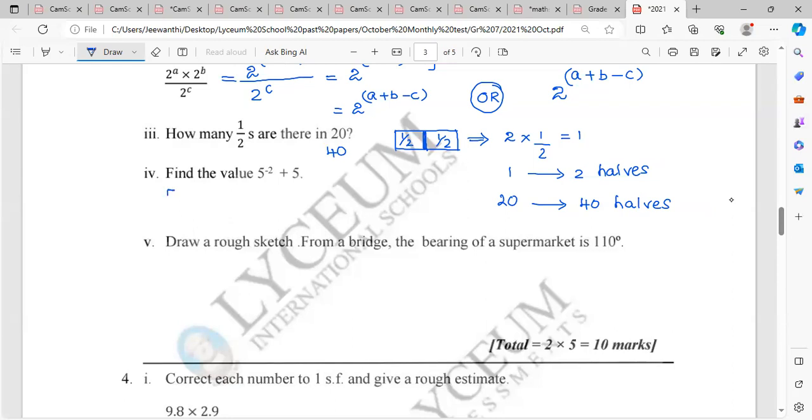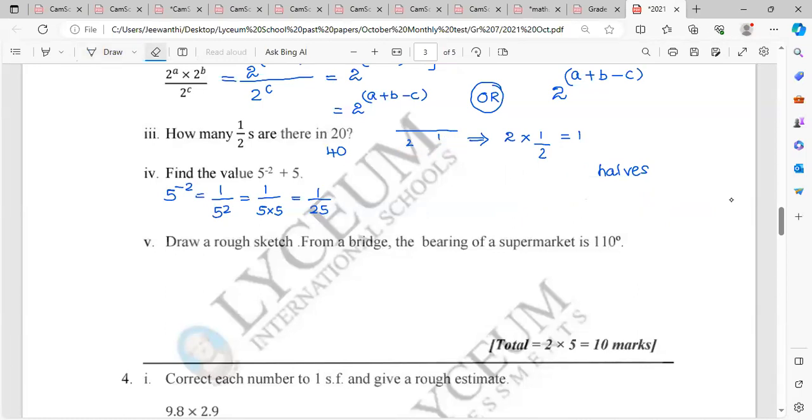First of all, you want to convert that 5 to the power negative 2 is equal to 1 over 5 to the power 2. That means 1 over 5 times 5 times 5, no, 5 times 5. So then we write 1 over 25, right? So this is the method you want to follow, right? So then I will erase this as I don't have the space. Right. So then here you can add this, 1 over 25 plus 5.